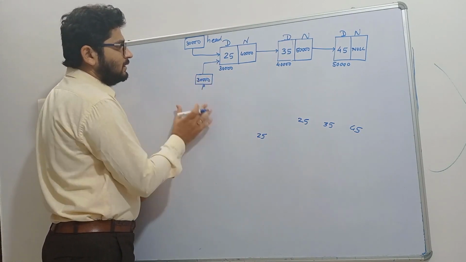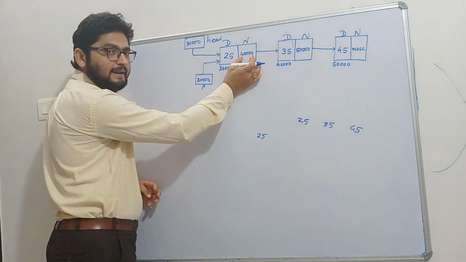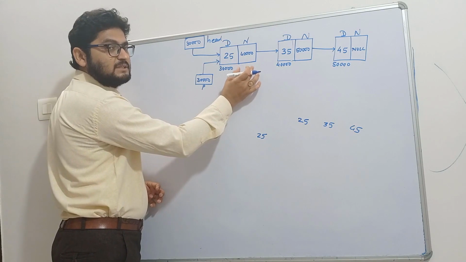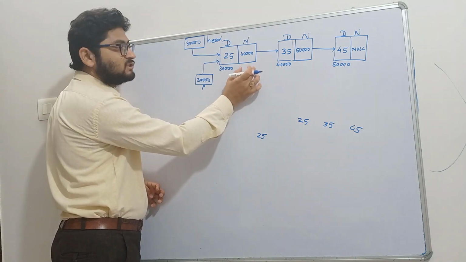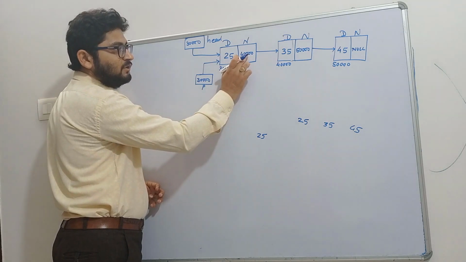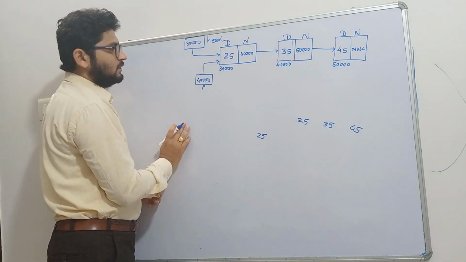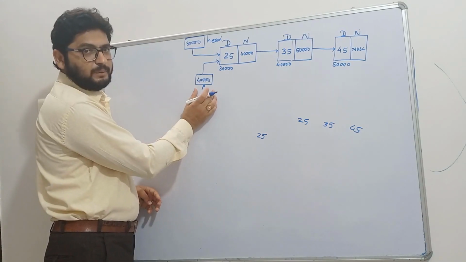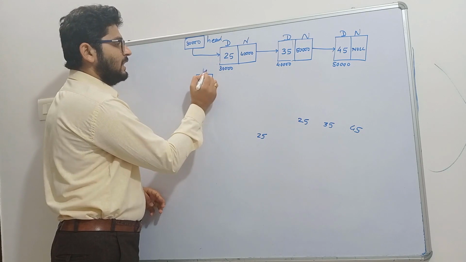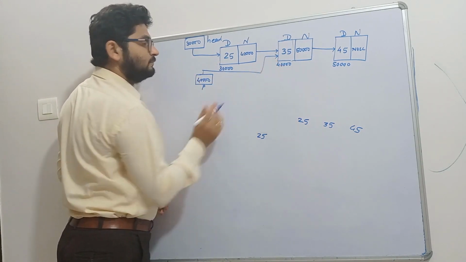Now after printing the data, what will I do? I will copy the value of next of the current node into P. Now the value of next is 40,000, so I will copy 40,000 over here. Once I change the value of P to 40,000, that means P is pointing to the node having address 40,000. So P is pointing to this node now.